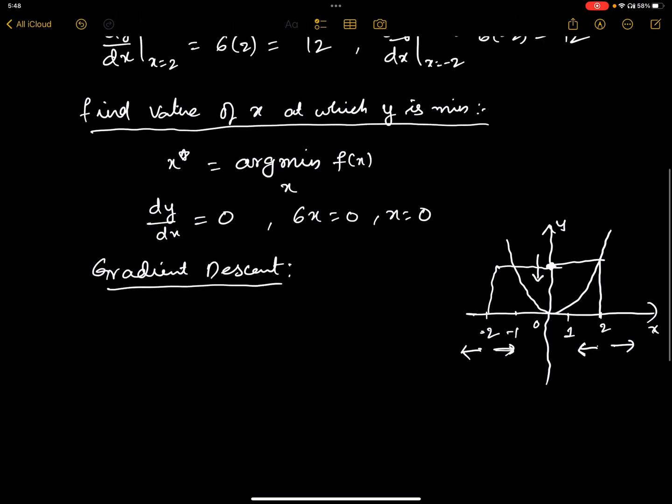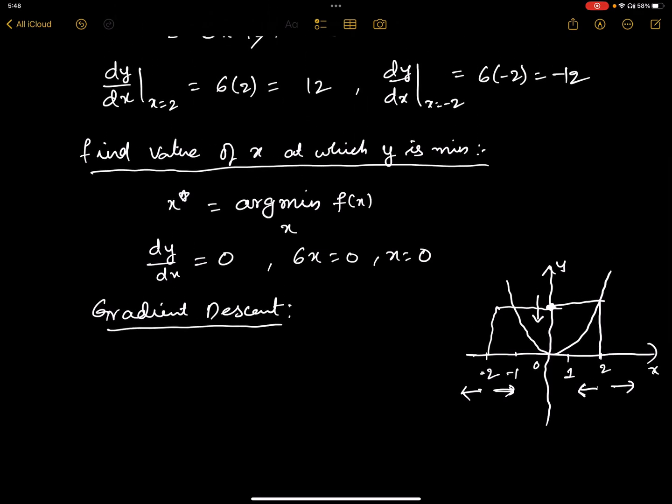And let us see what are the derivatives of it at x is equal to 2 and x is equal to minus 2. At x is equal to 2, the derivative is plus 12, and at x is equal to minus 2, the derivative value is minus 12. That means the derivative or the slope of it. That means when the slope of the curve at that point is positive, we have to decrease the value of x. When the slope of the curve is negative, we have to increase the value of x. So that's the whole idea of gradient descent.